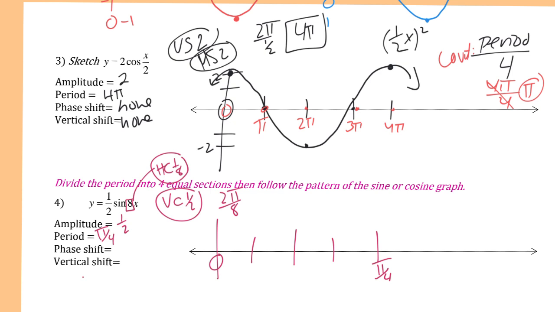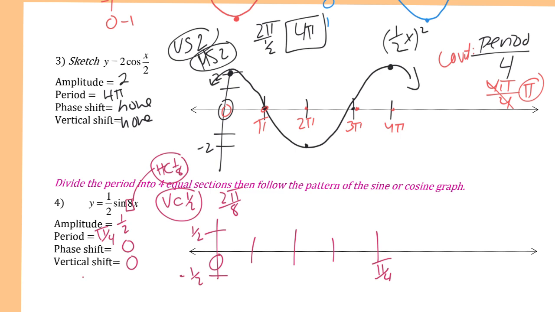Okay, so from start to finish, you go half, half, and half. Now, sometimes people struggle with knowing how to count. There's no shift left to right because there's nothing added or subtracted to x. There's no shift up or down because there's nothing added or subtracted to the function. So the question is, how in the world are we going to actually count this out?